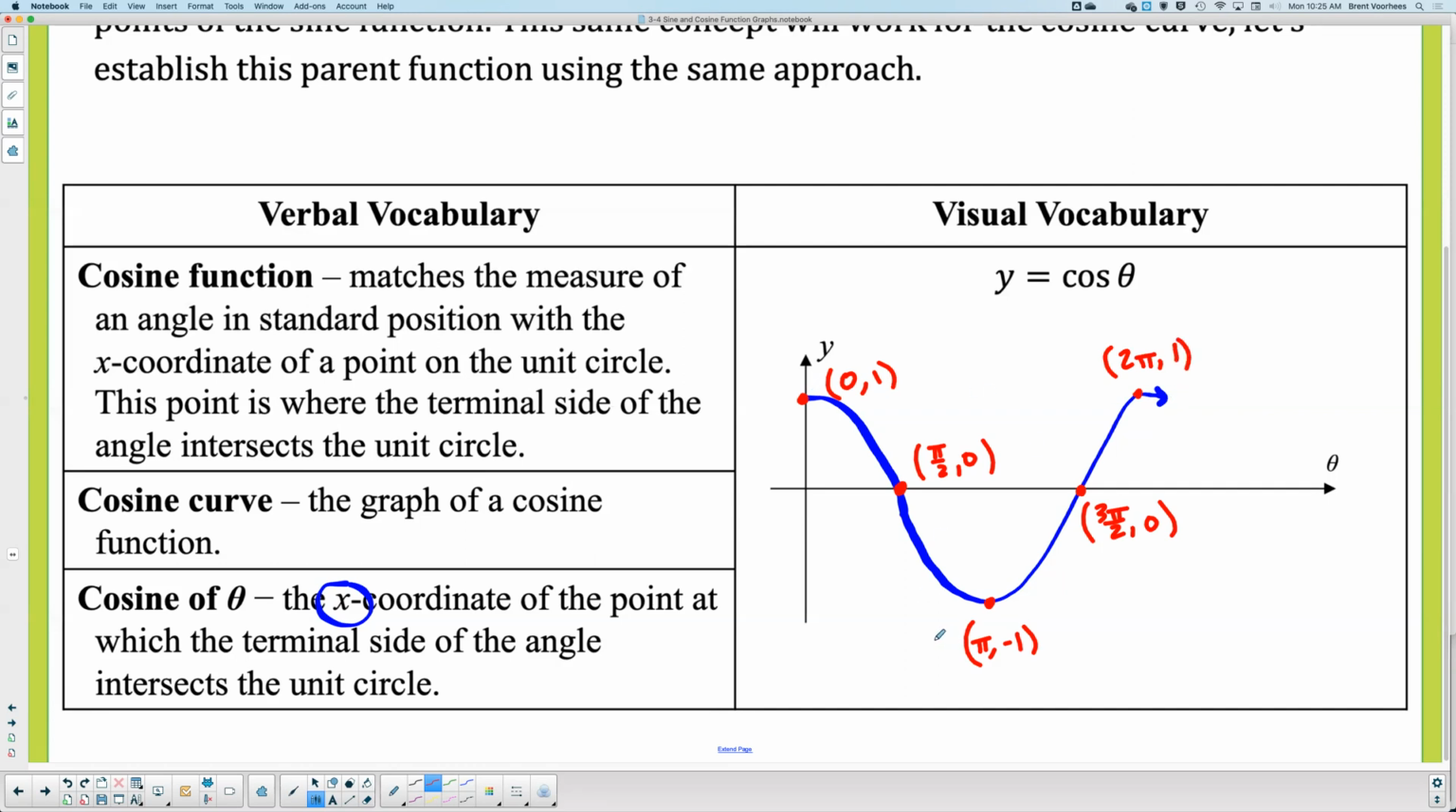What makes it one period? A complete cycle. You can go maximum to maximum, but the values start repeating. That's what makes a period on a repeating function. We call it a periodic function because it has a period before the values repeat.